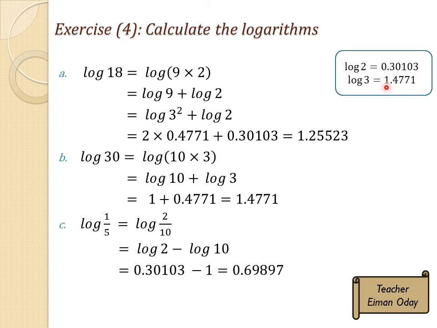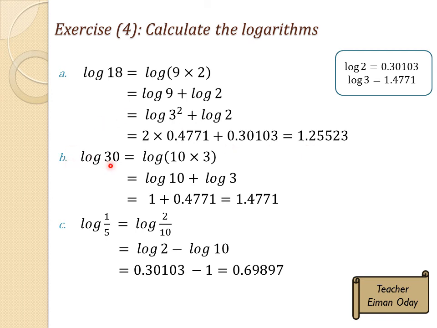So I substitute 2 times 0.4771 plus logarithm 2, 0.30103. First, we will multiply 2 by 0.4771, and then we will add 0.30103, and this is the answer.